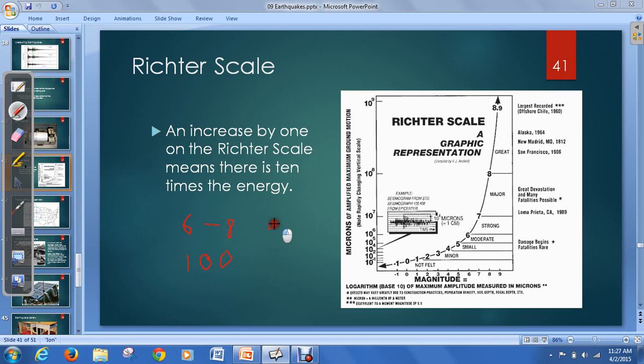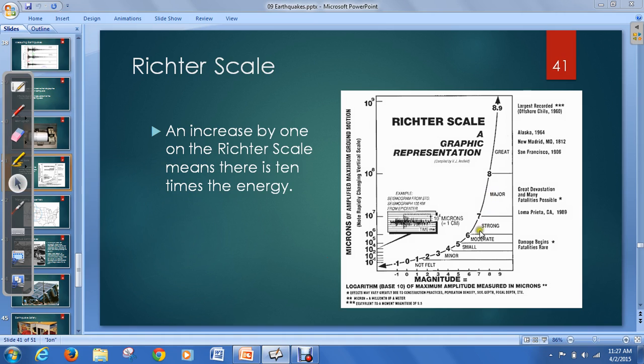If I went from a 4 to a 9, that's a difference of 5. So it's going to be 1, 0, 0, 0, 0, 0. I'm going to have 5 zeros, which means there's 100,000 times more energy. Okay, so don't get deceived. It may sound like a 7 compared to an 8 is not that big of a difference, but it's 10 times more energy on the Richter scale.